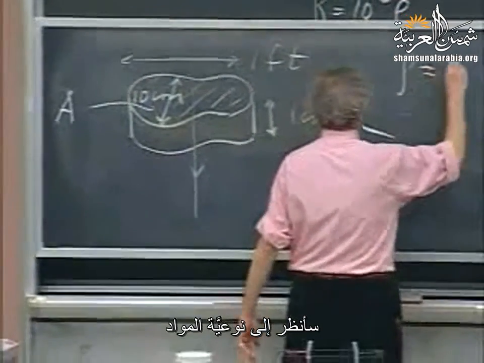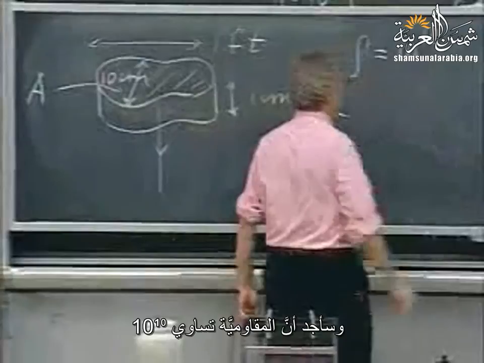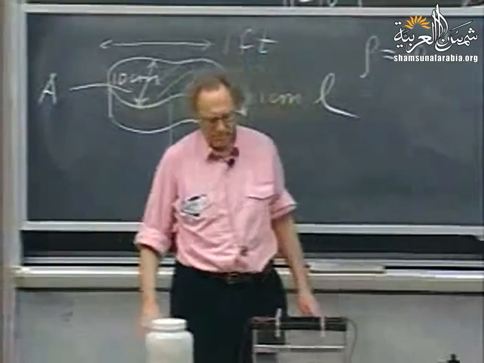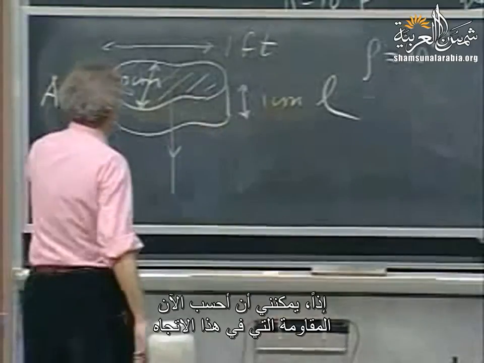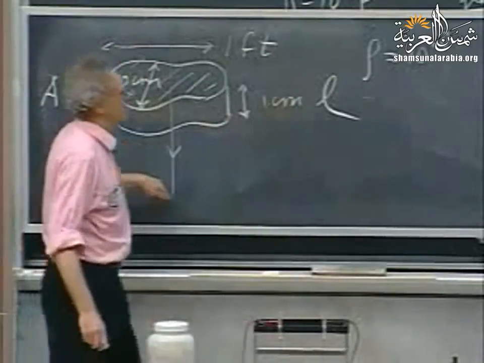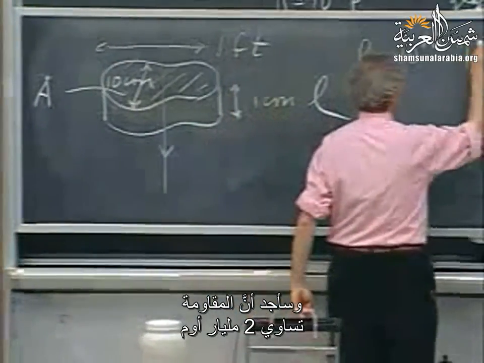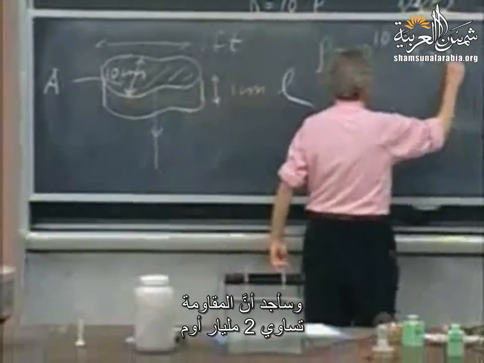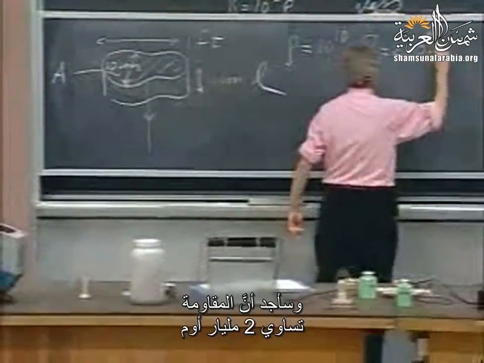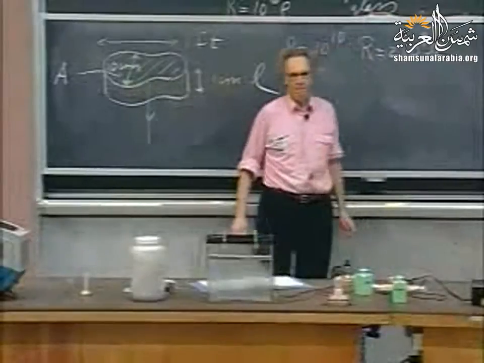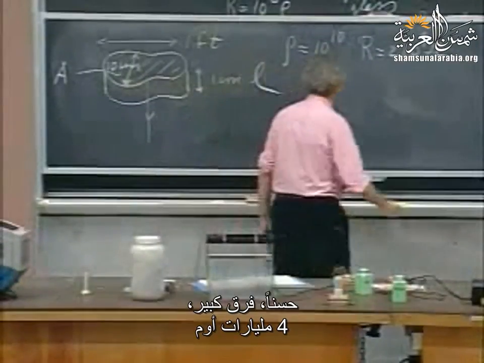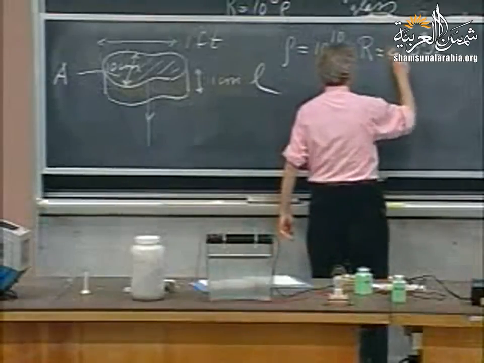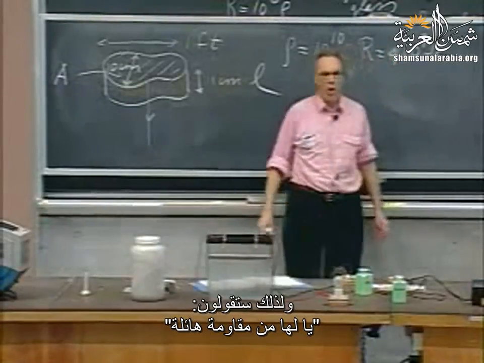I looked up the material, and I found that the resistivity is about 10 to the 10th. So I can now calculate the resistance in this direction. Putting in the numbers, that resistance is about 10 billion ohm. So you will say, wow. Oh, it's 4 actually. Well, big deal. 4 billion ohm. So you will say, that's an enormous resistance.